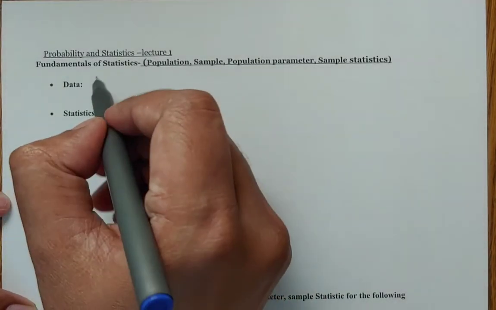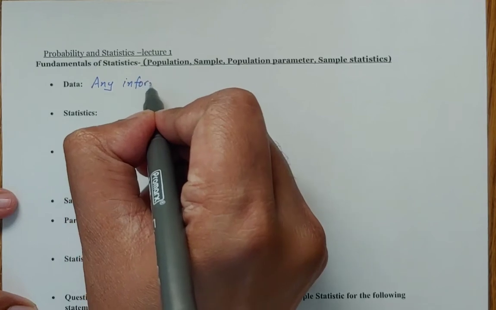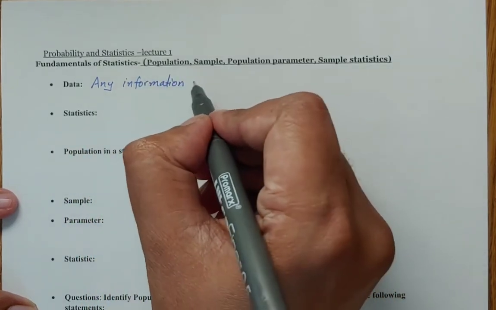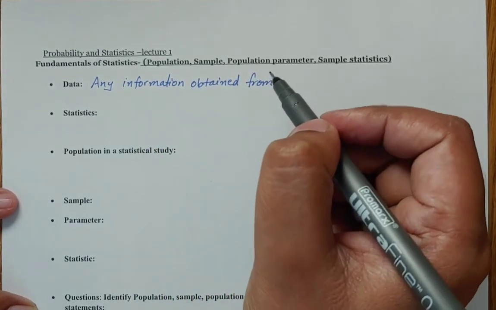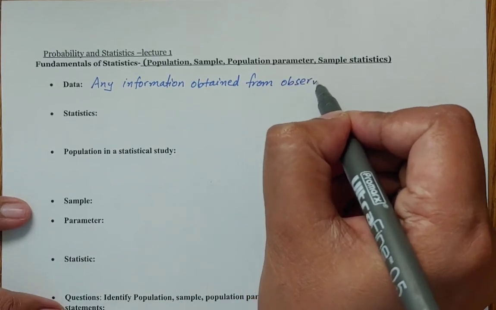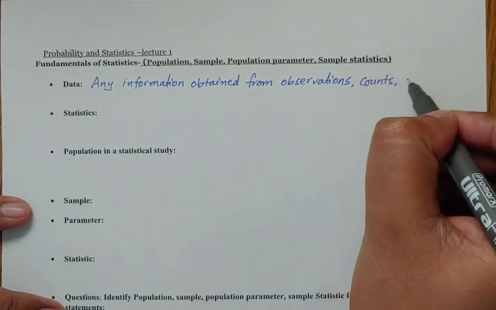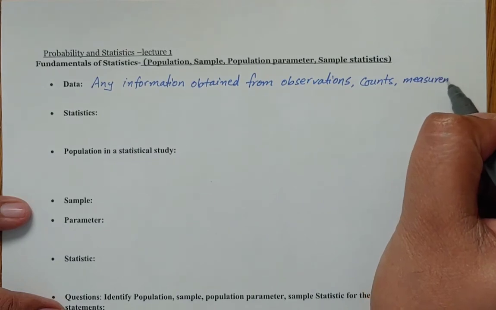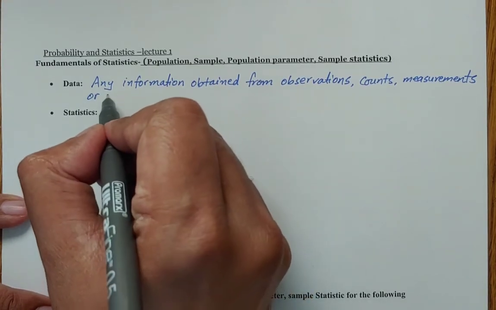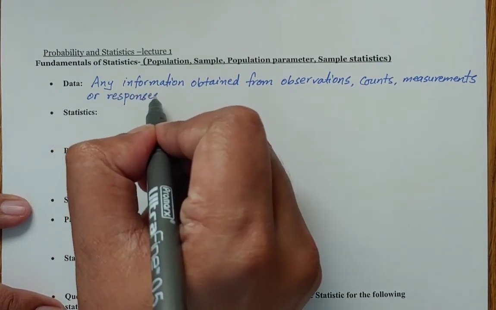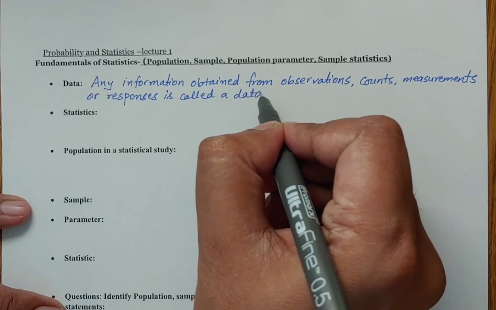So the definition is: any information obtained from observations, counts, measurement, or response is called data.